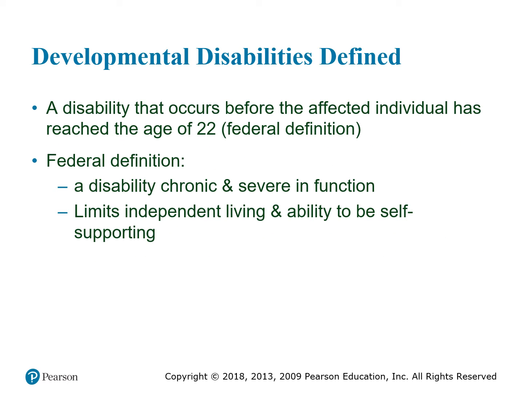So formally defined, a disability is anything that occurs before the affected individual has reached the age of 22. That is the federal definition. And a disability can be chronic and severe in function, and it can also limit independent living and the ability to self-support. So that's the biopsychosocial still showing itself here, right? The chronic disease, more severe in nature, and then the limited independent living and ability to self-sustain.